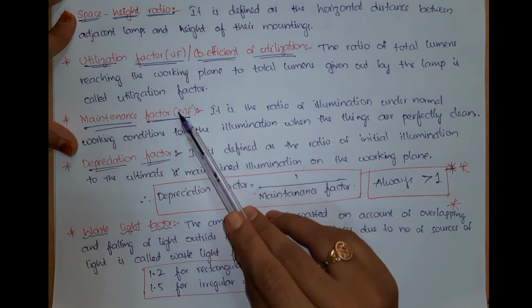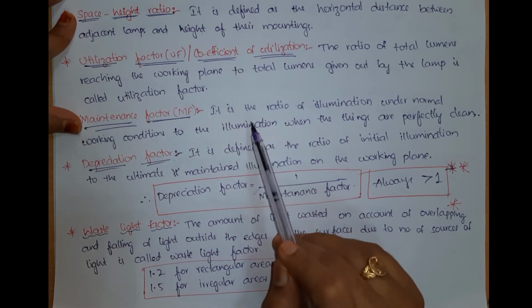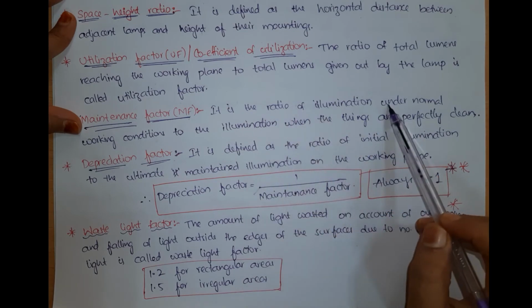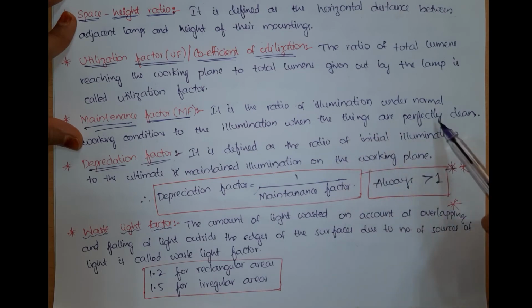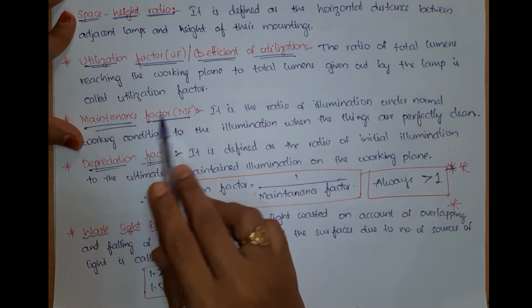Next, maintenance factor. It is the ratio of illumination under normal working conditions to the illumination when things are perfectly clean. How much is the difference between when it is perfectly clean and when some dust is on the source? Dust particles may absorb some amount of light. So how much illumination is absorbed by dust particles, that is called maintenance factor.